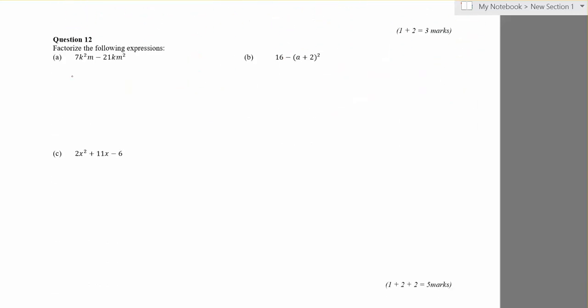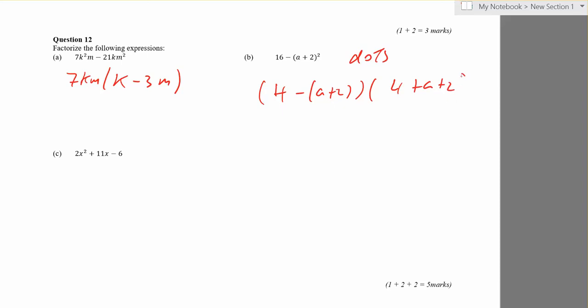Factorize the following. They both go into 7k, m. Left with a(k minus 3m), like that. This one's a difference of squares pattern, so it's (4 minus (a plus 2)). Remember, put the brackets in because you've got a negative there. For (4 plus (a plus 2)), now I don't need to put brackets because they're all pluses. Okay, now, 4 minus a minus 2, 4 plus a plus 2. So 4 minus 2 is 2 minus a. 4 plus 2 is 6 plus a.